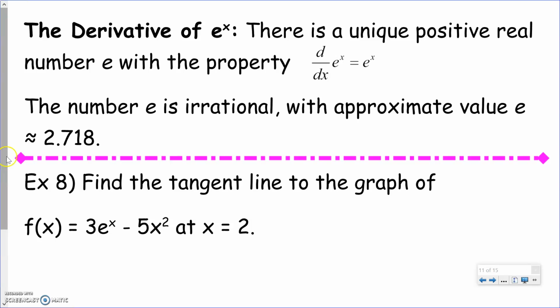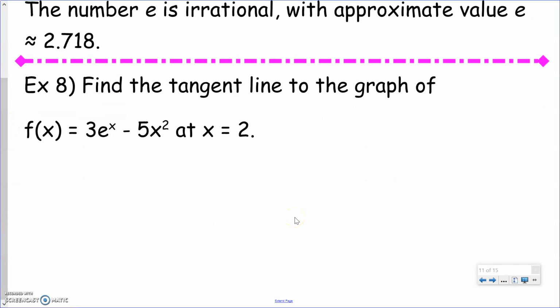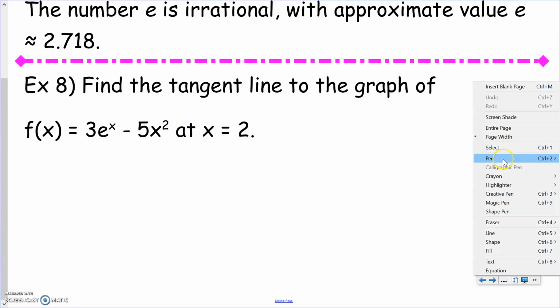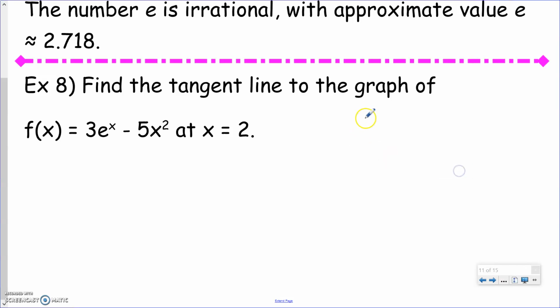So we are going to find the tangent line to the graph of f of x equals 3e to the x minus 5x squared at x equals 2. So let's start by finding f of 2. We get 3e to the second minus 5 times 2 squared. And I'm actually going to type that in my calculator. And I am going to get about 2.167. Okay, so there's my ordered pair.